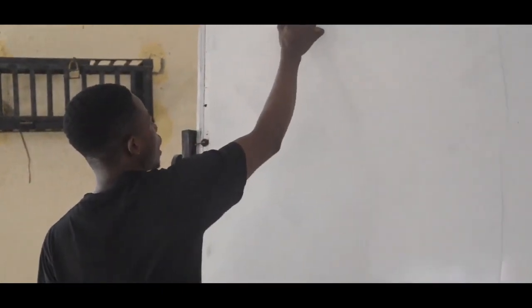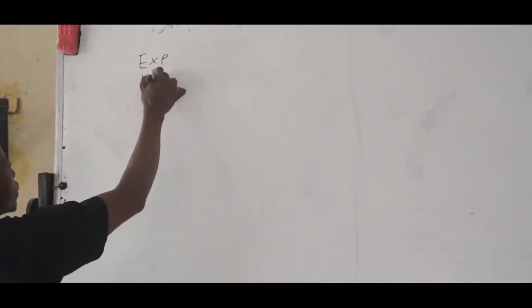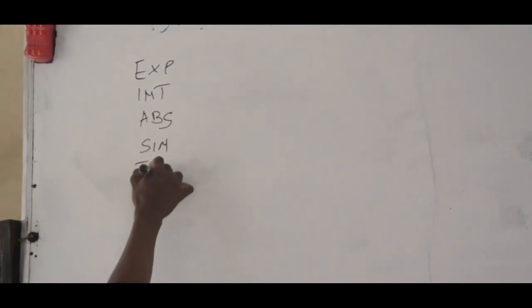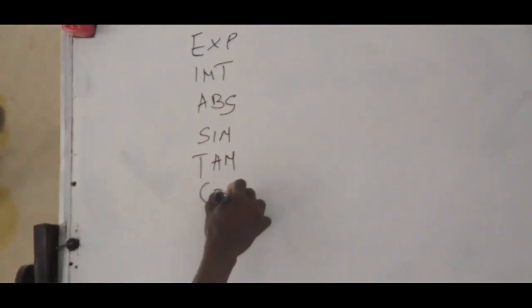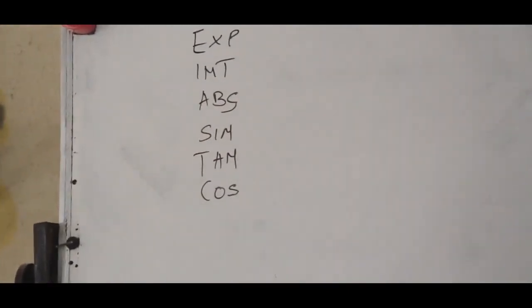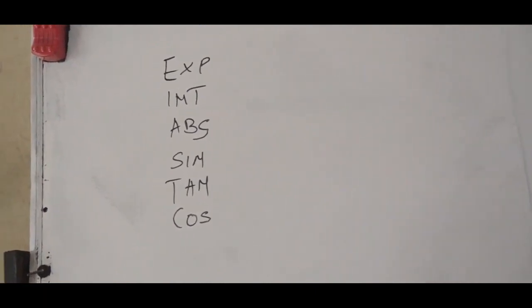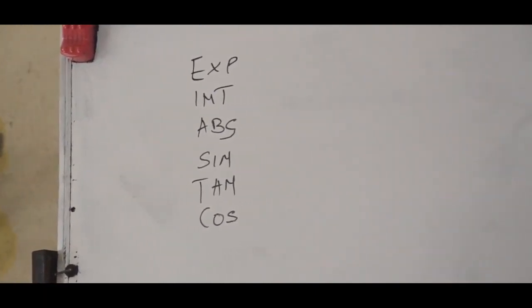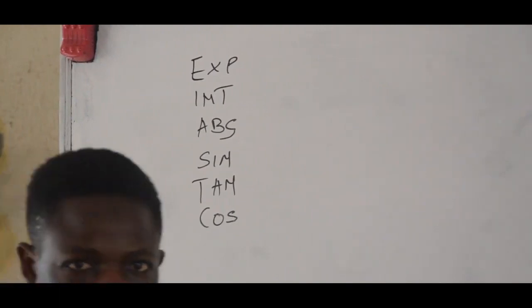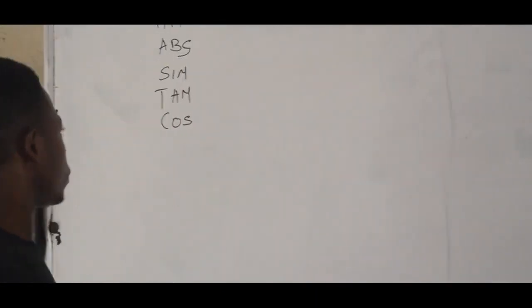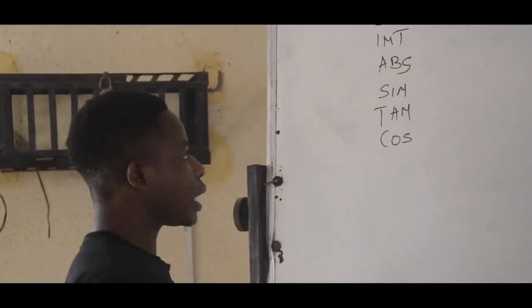We have the exponential, we have the INT, we have the absolute, we have the sine, we have the tan, we have the cos. There are a whole lot more, but we are going to discuss these today. In your mathematics class, they may give you a question like find sine 30, find cos 45, find cos 45 plus 95. With BASIC programs, you can compute that.